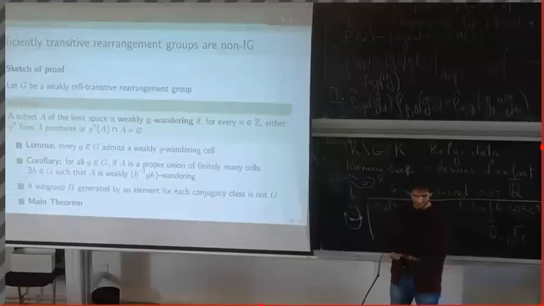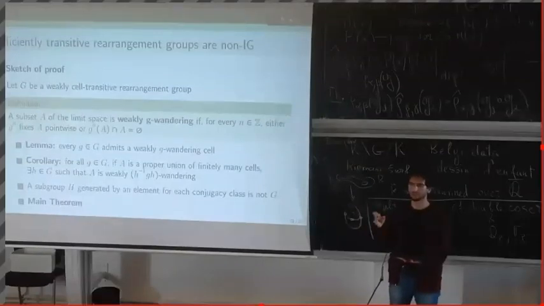It's saying that a specific subgroup generated by an element for each conjugacy class is not the entire group, because this is an equivalent definition of invariable generation, saying that every subgroup that contains an element for each conjugacy class is the entire G, or saying that a proper subgroup cannot intersect every conjugacy class.